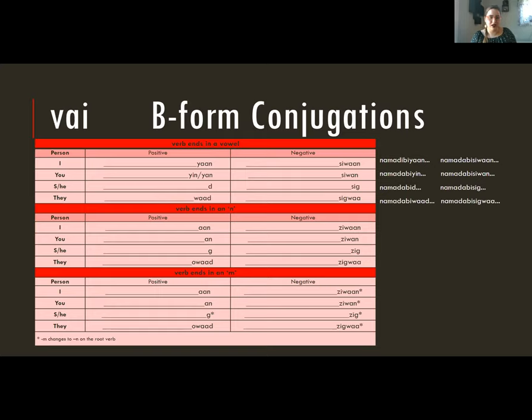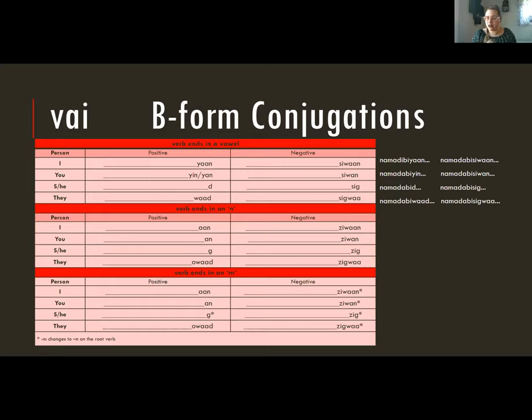Namatabeyan. And some people would say namatbiyan, depending where you're from. You say namatbiyan here. So when you're sitting. Namatbisawan, when you're not sitting. Namatbid, when she's sitting. Namatbisig, when she's not sitting. Namatbiwad, when they are sitting. Namatbisigwa, when they're not sitting.